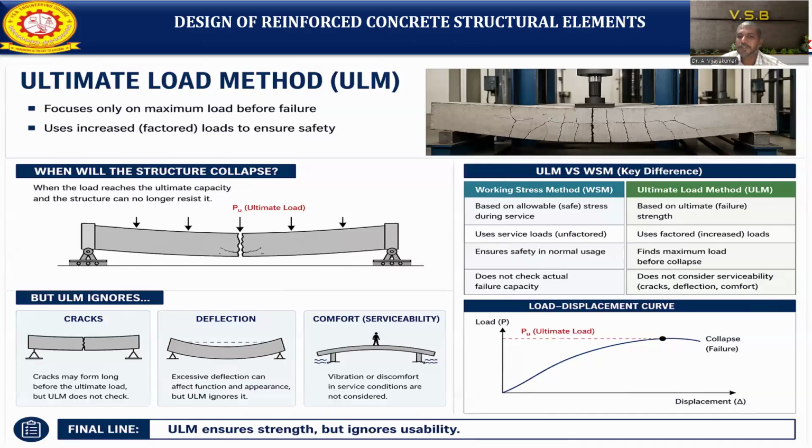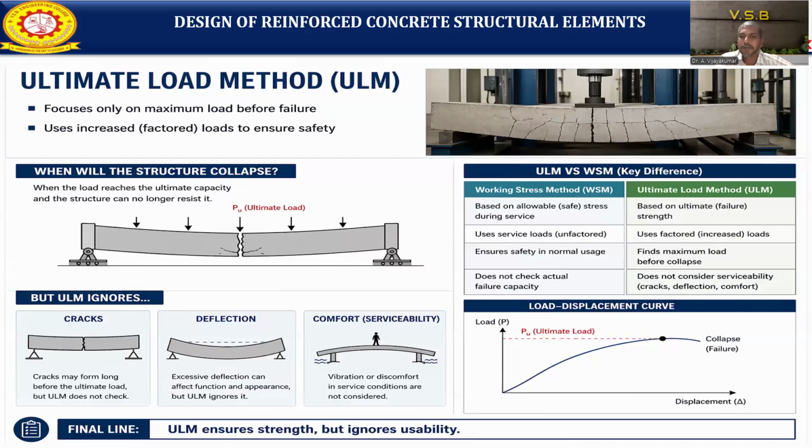Now a key difference between the ultimate load method and the working stress method. The working stress method is based on allowable stresses, that is, the permissible stresses during the service life of the structure. Whereas the ultimate load method is based only on the ultimate failure strength. The working stress method uses the service load only, with no factor of safety, that is, unfactored loads. Whereas in the ultimate load method, we use factored loads to ensure safety in normal usage. It finds the maximum load before collapse.